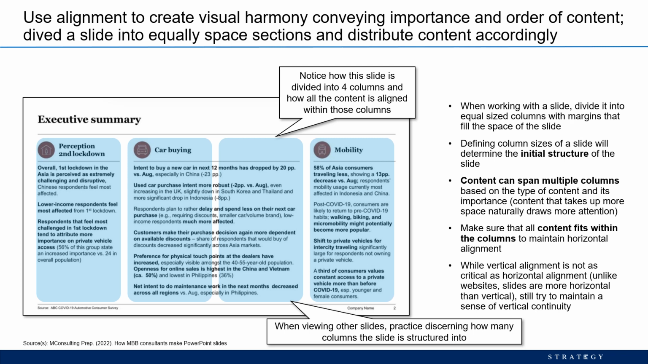Here's another slide that I found online that is available for training purposes. Look at how the alignment works in this slide. You can see that this slide is divided into basically 4 different possible content areas. Then you see it has 3 different elements in it: this perception element, this car buying element, and this mobility element. Perception and mobility are only given 1 column. However, car buying is given 2 columns. This entails that car buying is probably a little bit more important, but there's still an order being followed through this slide.